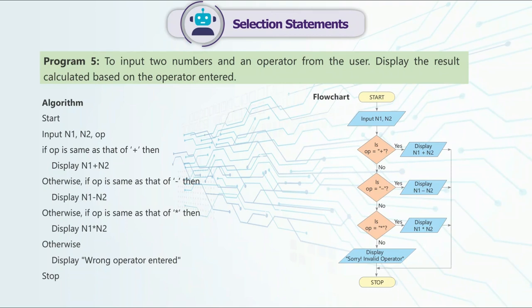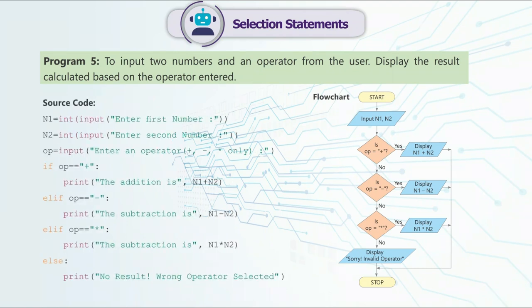Stop. Flowchart. Start. Input N1, N2. Is op equal to plus? Yes. Display N1 plus N2. No. Is op equal to minus? Yes. Display N1 minus N2. No. Is op equal to multiplication? Display N1 multiplied N2. No. Display sorry invalid operator. Stop. Source code.